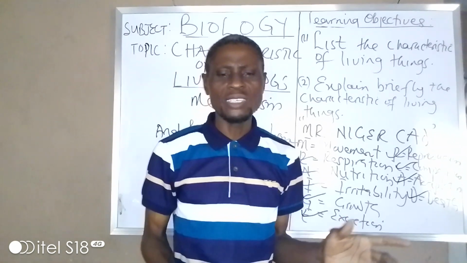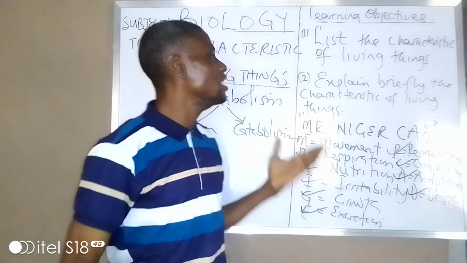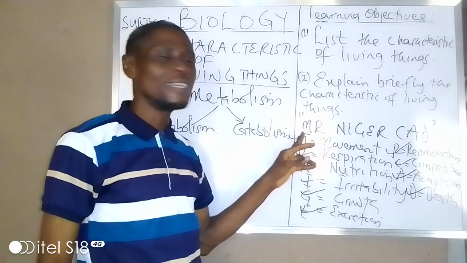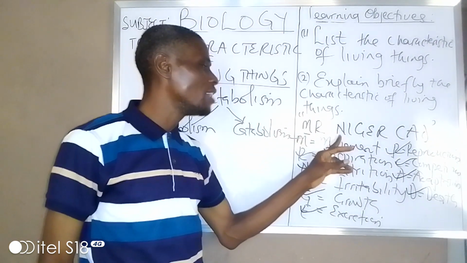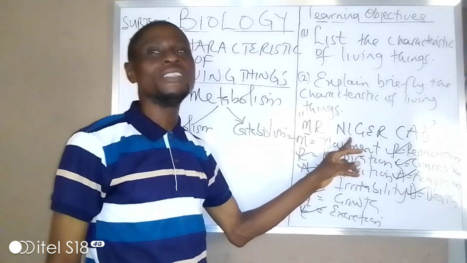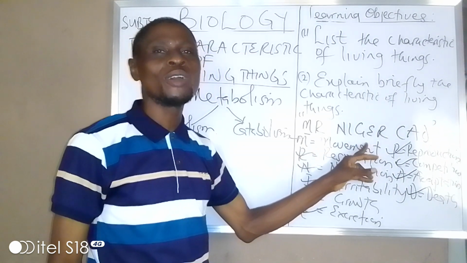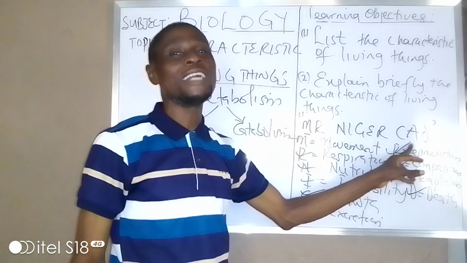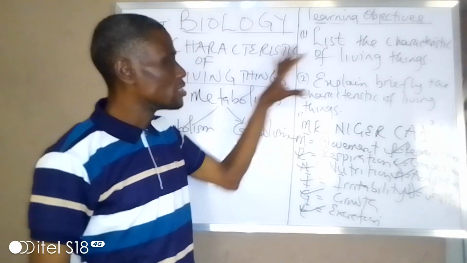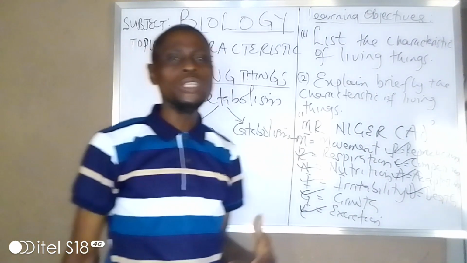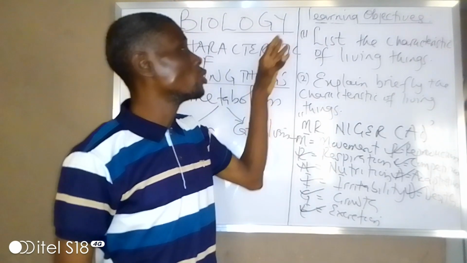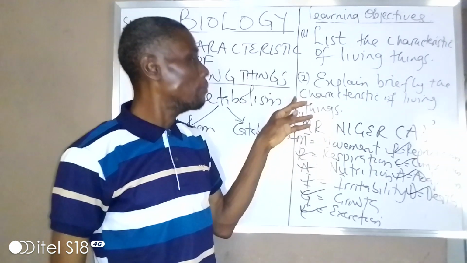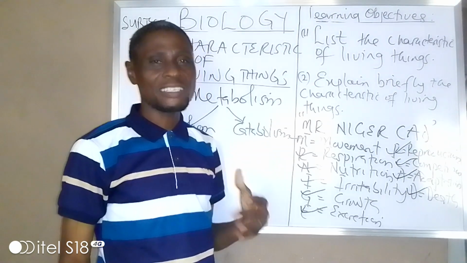So we are able to see all the characteristics of living things, which I call Mr. Niger card. M for movement, R for respiration, N for nutrition, I for irritability, G for growth, E for excretion. The other R is for what? Reproduction. C for competition, E for adaptation, and D for death. These are some of the things you can see that happen to living things. So having said that, we are able to achieve all our learning objectives. We have listed the characteristics of living things, and we have talked briefly on each of these characteristics.